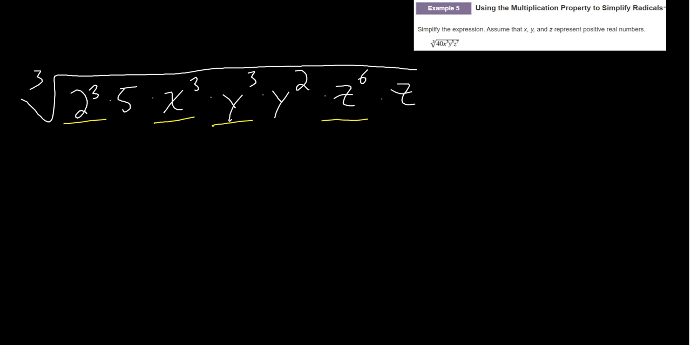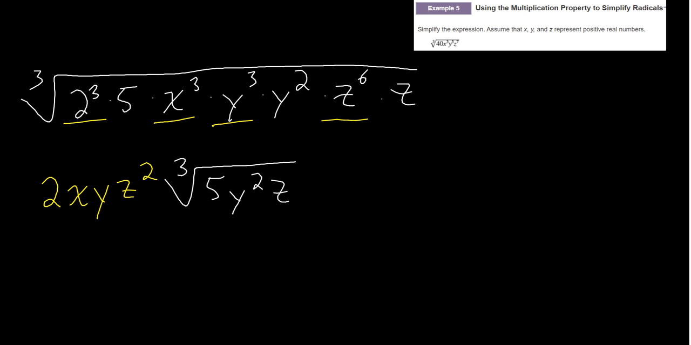The cube root of 2 cubed is 2. The cube root of x cubed is x. The cube root of y cubed is y. And the cube root of z to the 6th is z squared. And then what remains is the cube root of 5y squared z. And that's it. It wasn't as bad as we thought it would be, right? But it's still a lot of stuff.